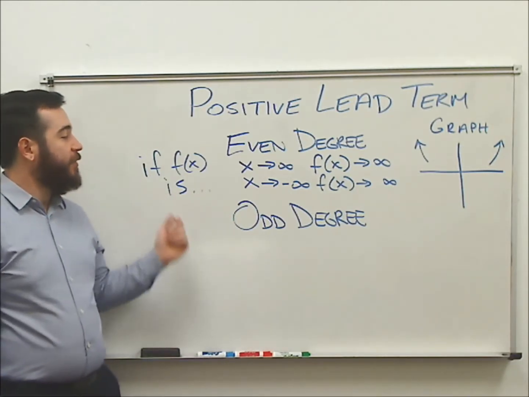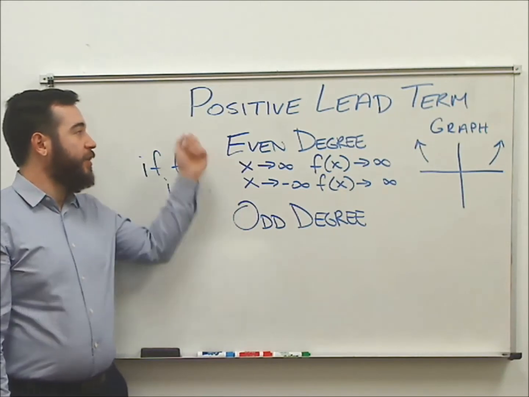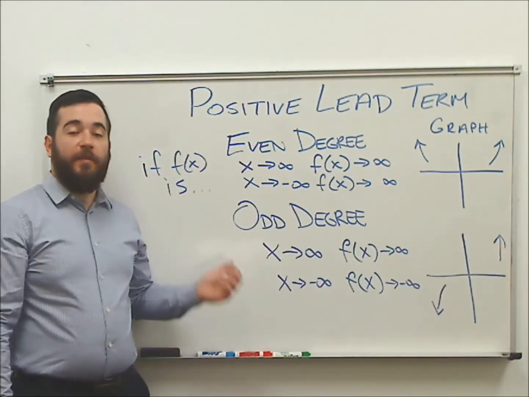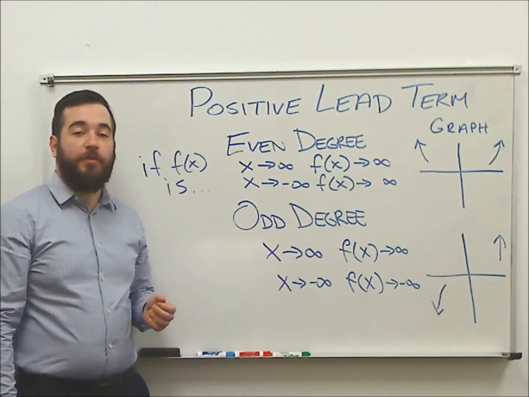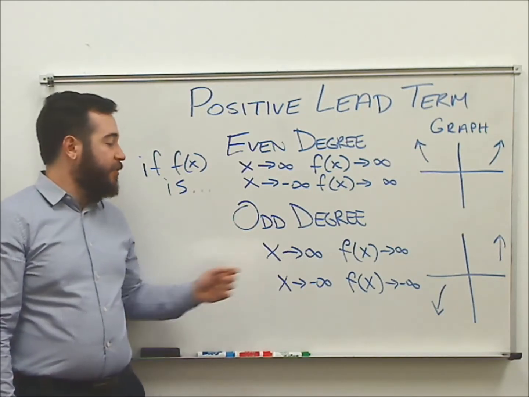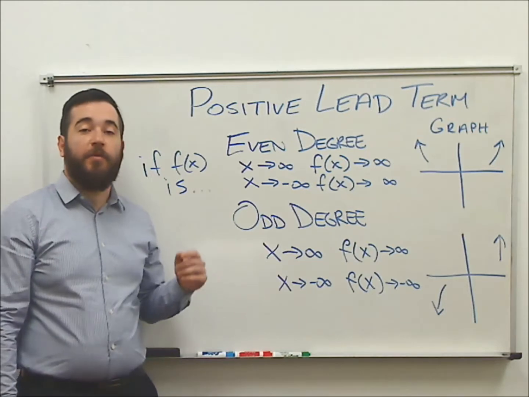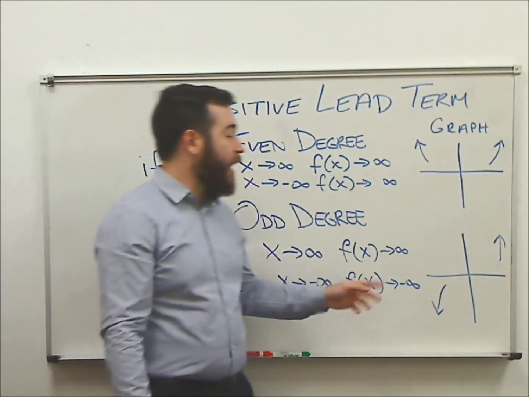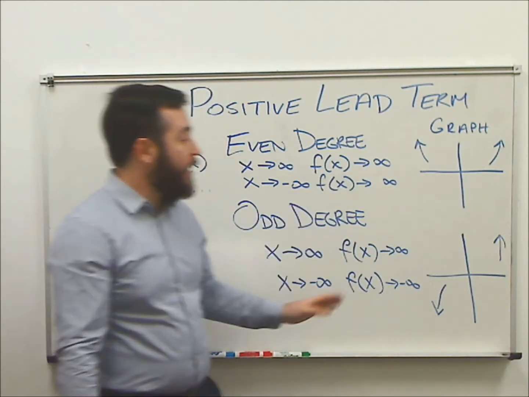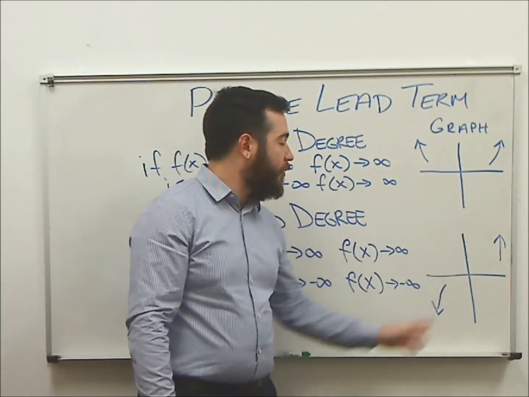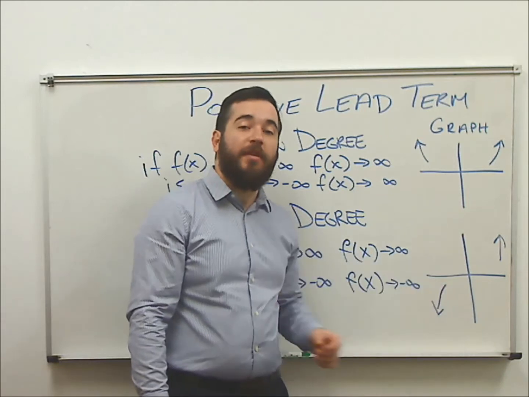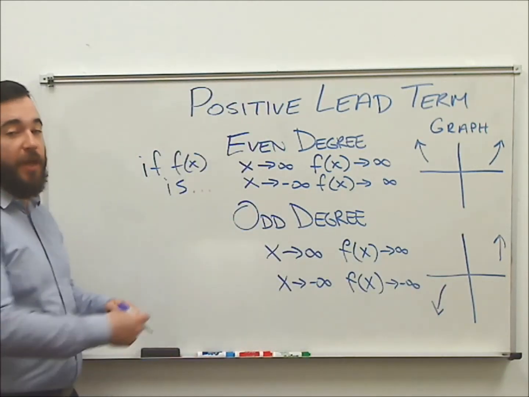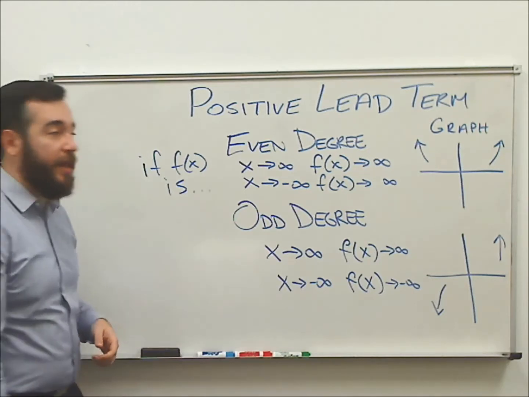All right, next, if f of x is of odd degree with a positive lead term, here's what we get. So as x approaches infinity, f of x will approach positive infinity. Then as x approaches negative infinity, f of x will approach negative infinity as well. That means that on the graph, to the left, we'll be going down, and to the right, the graph will be going up. We're not so concerned with what happens in the middle here, because right now we're just talking about the end behavior of the graph. So what happens at the extreme right and left.